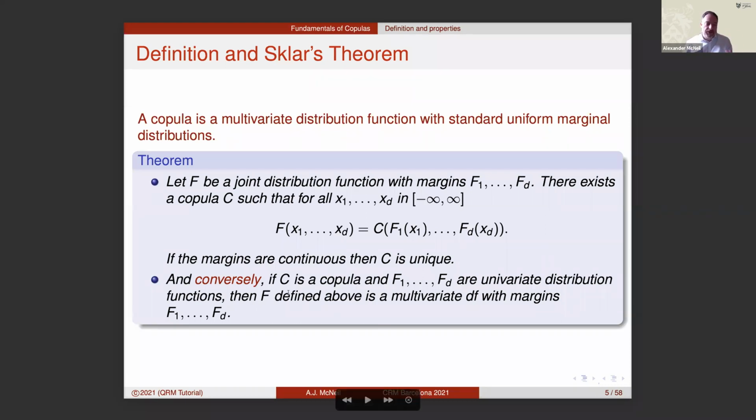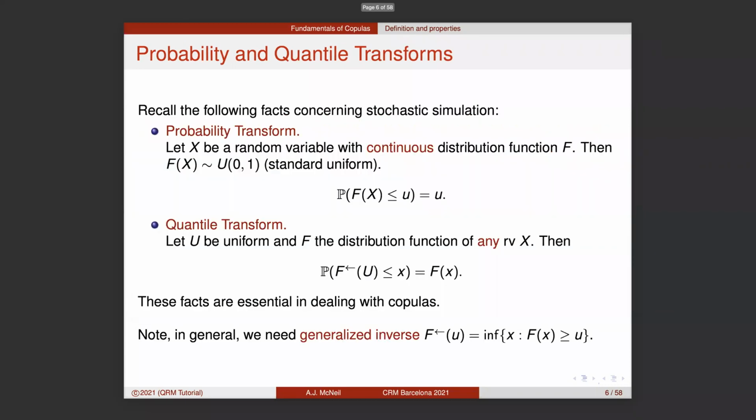But of course, the question is which copula do you want to take? Because you have, in a sense, infinite choice. And so that comes down to what sort of properties do you want? What sort of dependence properties? Jose mentioned extreme dependence, for example. Do you want a copula that can model particularly extreme forms of correlation in the tail, for example? Okay, so that's the basics.